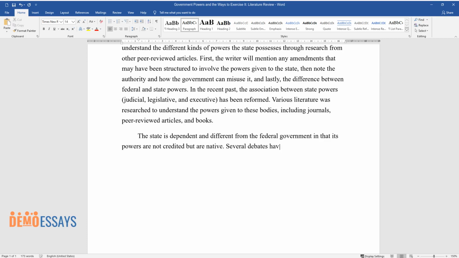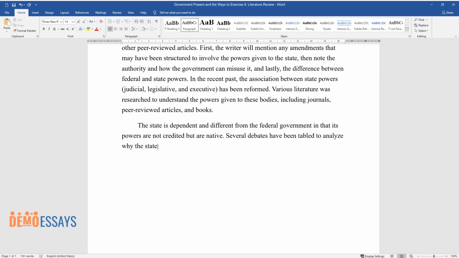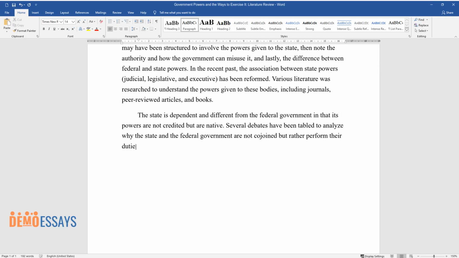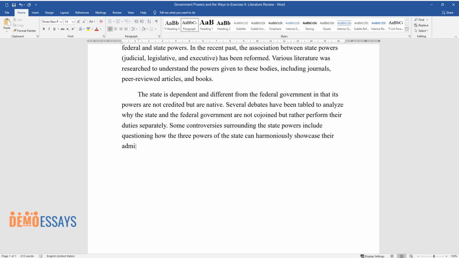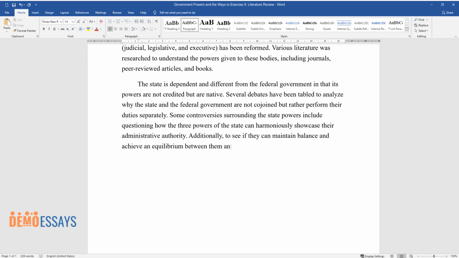Several debates have been tabled to analyze why the state and the federal government are not co-joined but rather perform their duties separately. Some controversies surrounding the state powers include questioning how the three powers of the state can harmoniously showcase their administrative authority. Additionally, to see if they can maintain balance and achieve an equilibrium between them and act in the interest of those they serve.